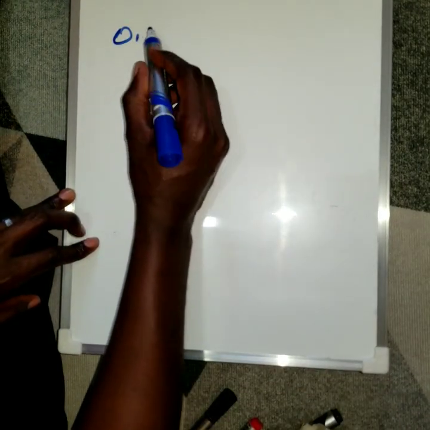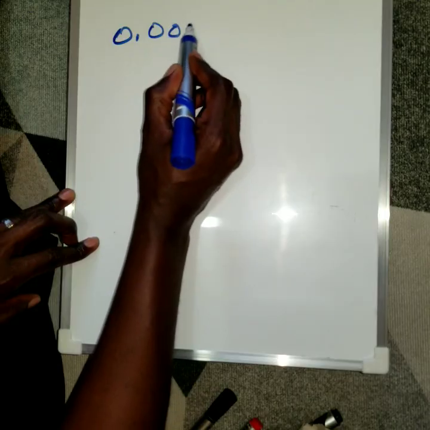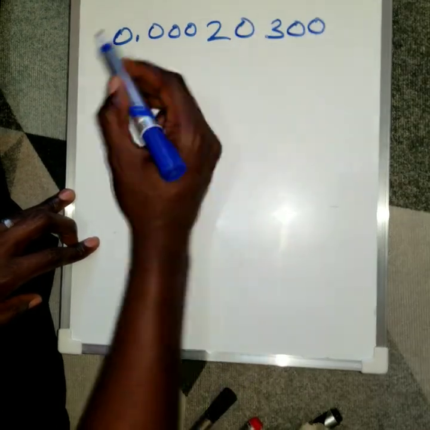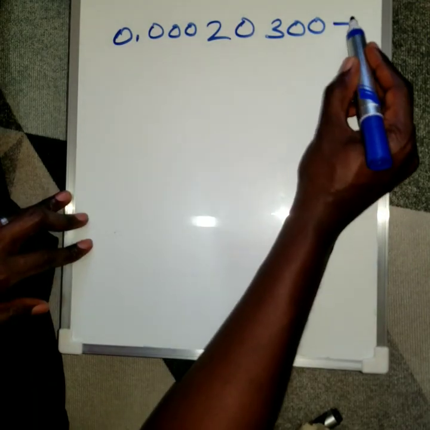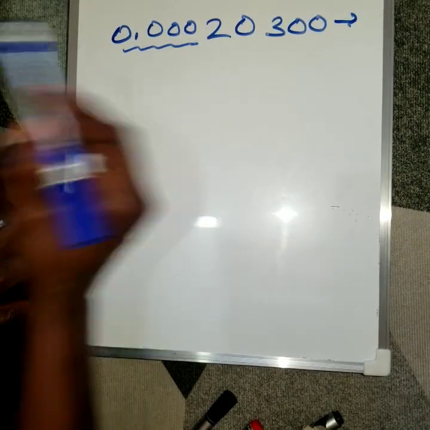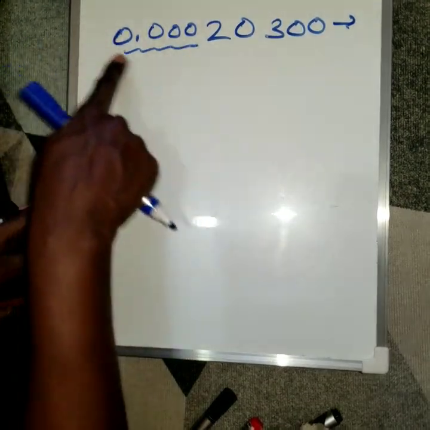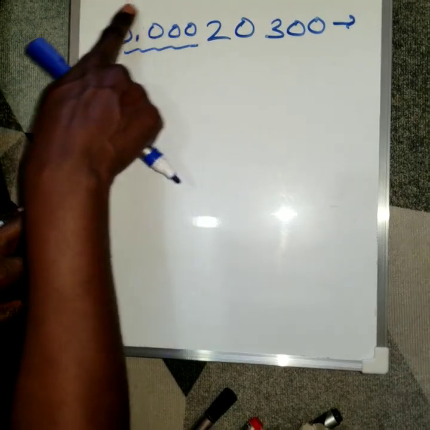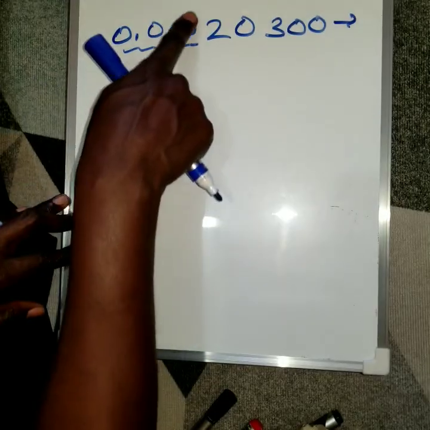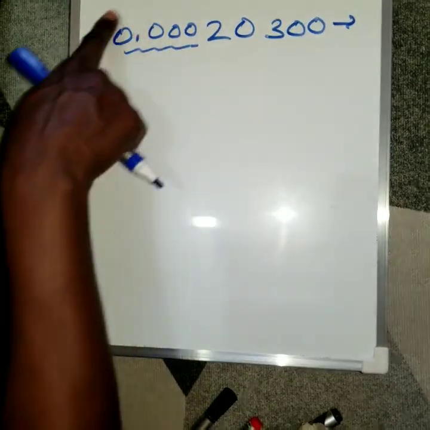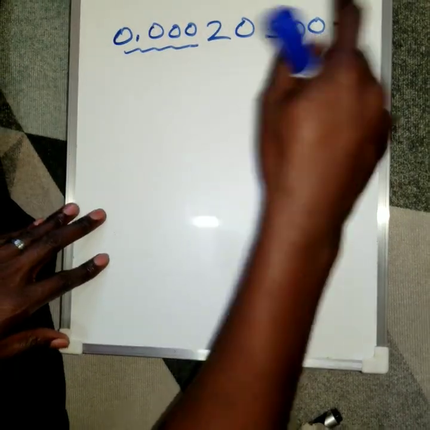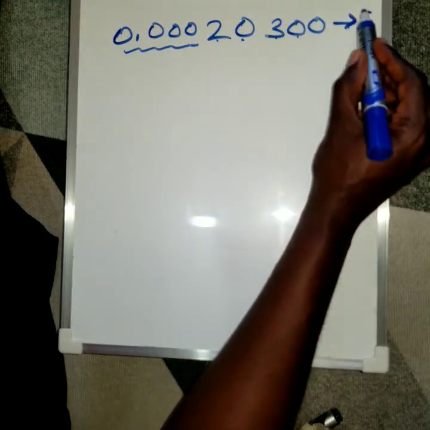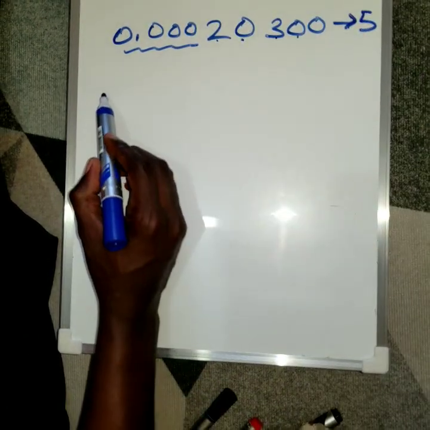Suppose you have a number 0.000203 00. How many significant figures are there? Of course, the zeros in front of a decimal number, in this case, because there's no non-zero digit, these are not significant. So that is what we mean. The leading zeros are not significant, but the trailing zeros become significant. So there are 1, 2, 3, 4, 5 significant figures.